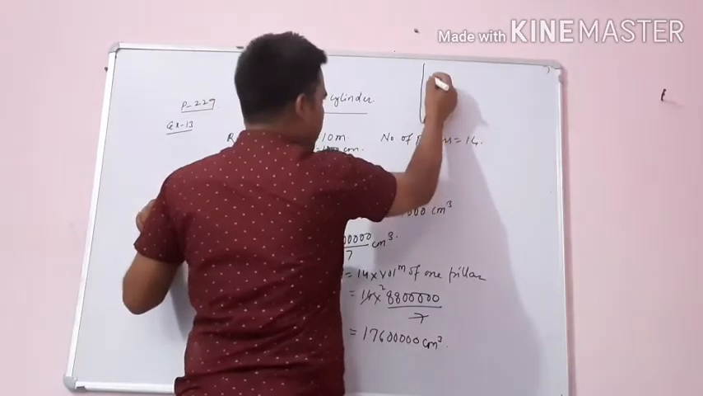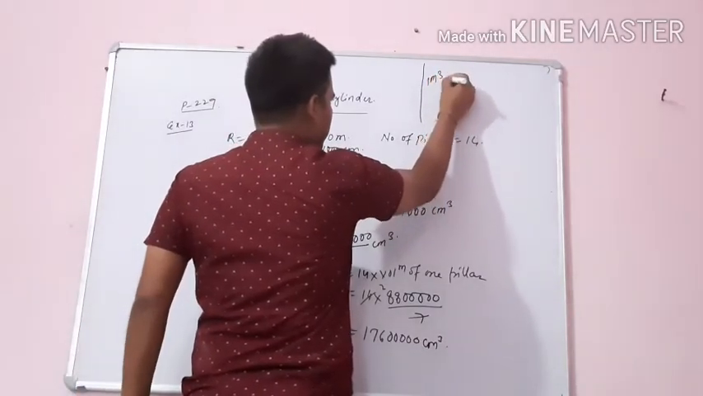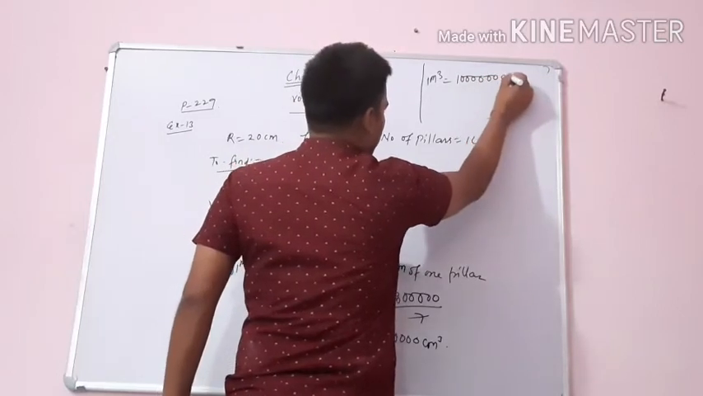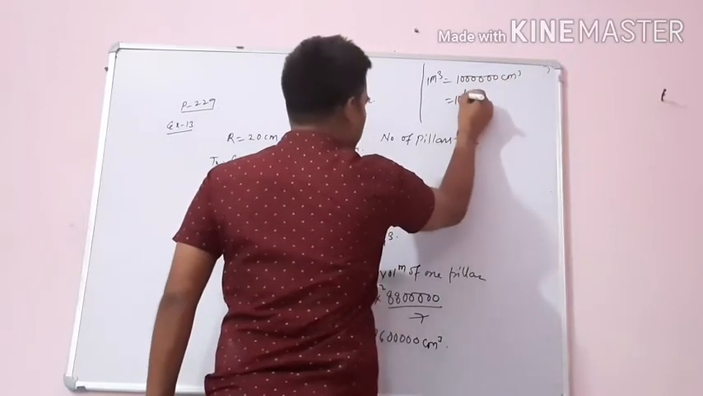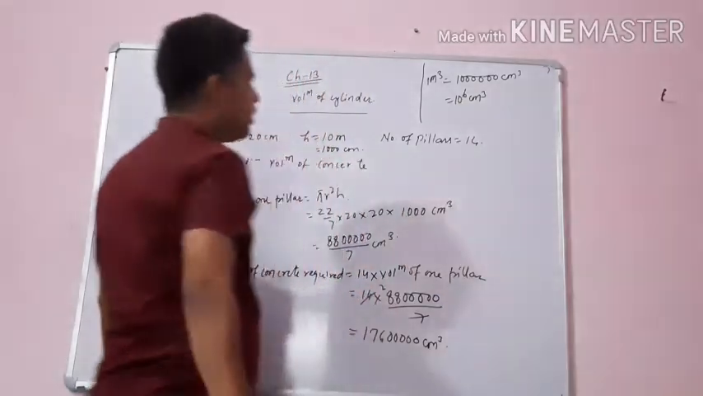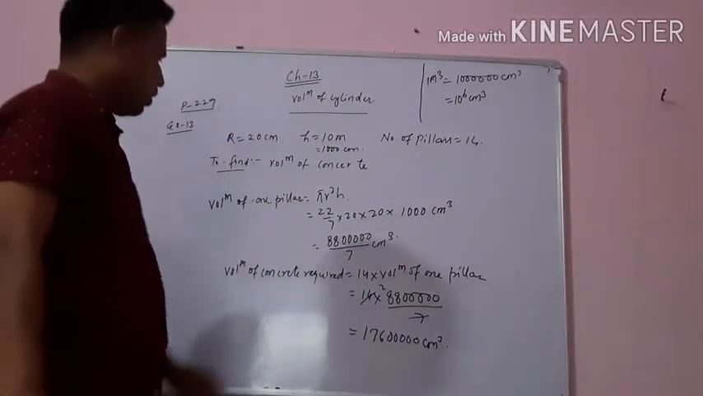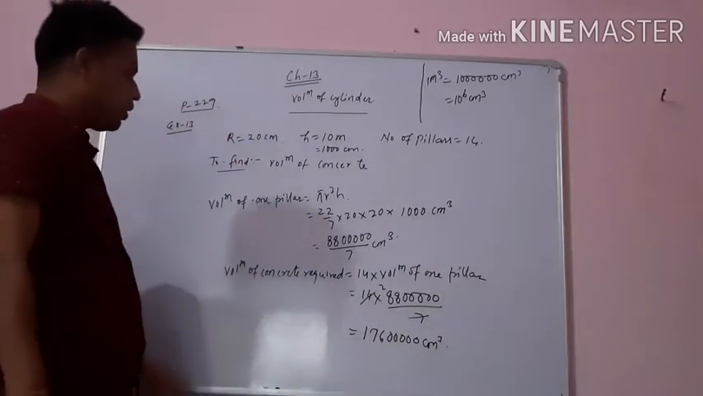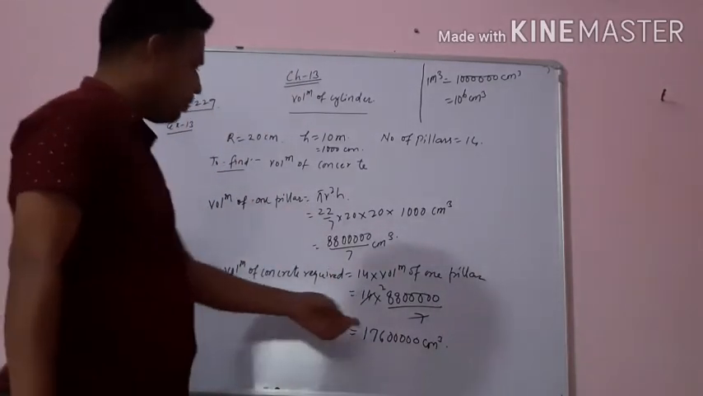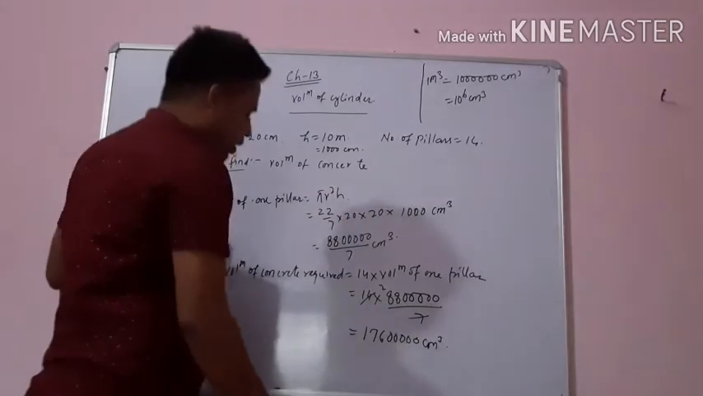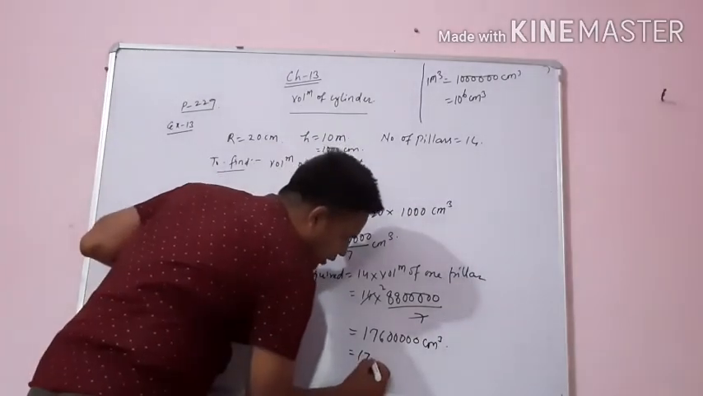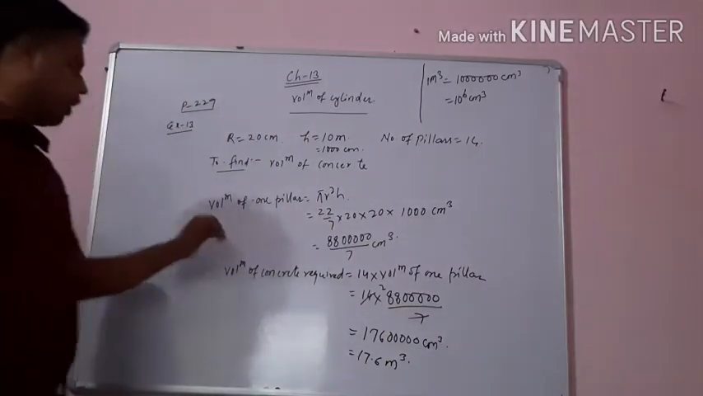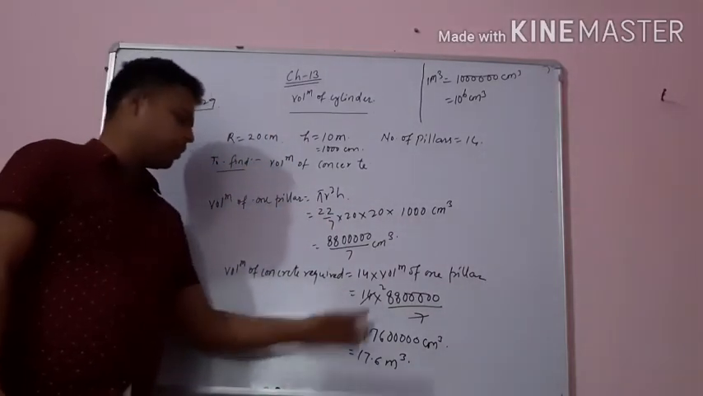Now we know that in the last exercise we have discussed 1 meter cube equals 10 to the power 6 centimeter cube. This volume is in centimeter cube. Suppose we have to find in meter cube, so we will divide it by 10 to the power 6. That will be equal to 0.176 meter cube. The volume of concrete required will be 0.176 meter cube.